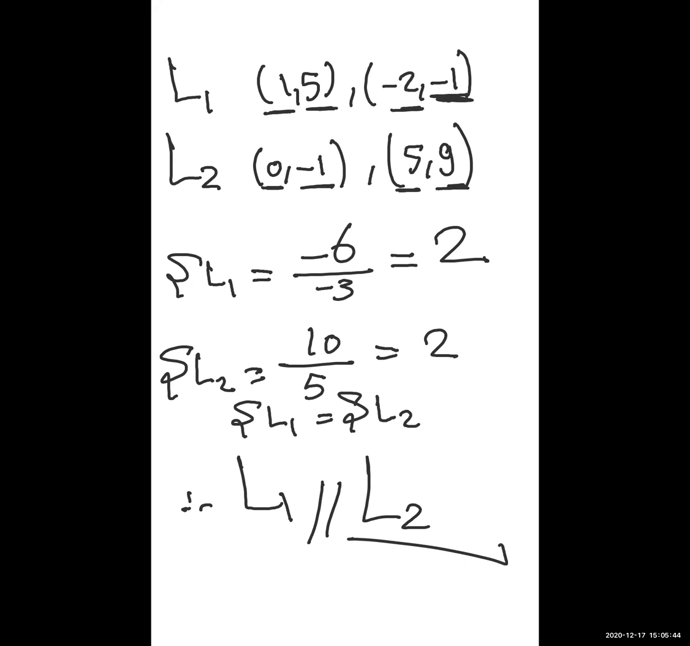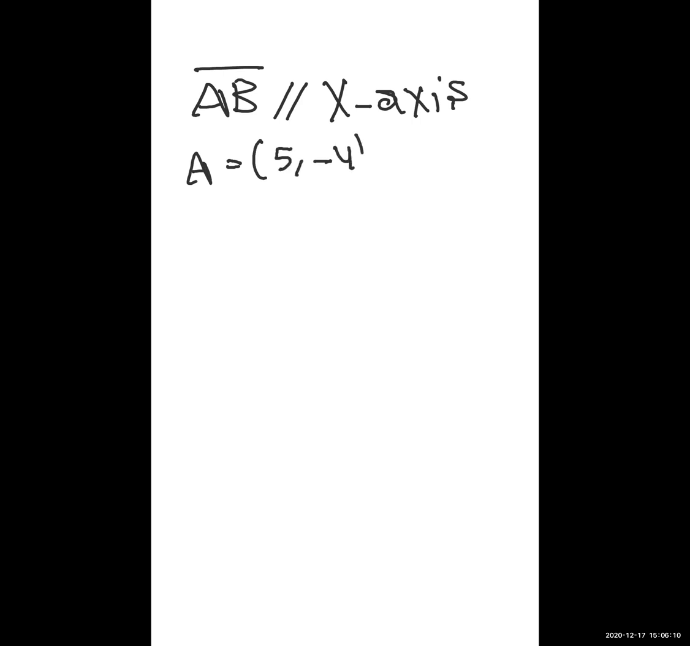Okay, one more example. If the straight line AB is parallel to the x-axis, where A equals (5, -4) and B equals (-2, y), find y.